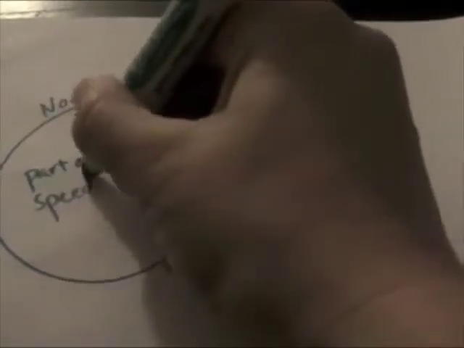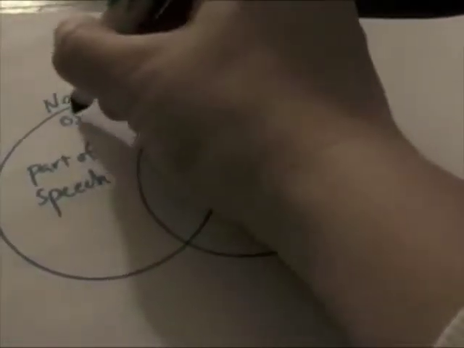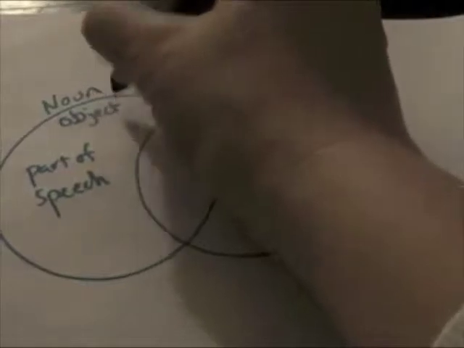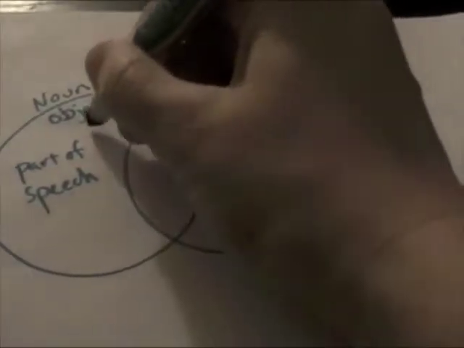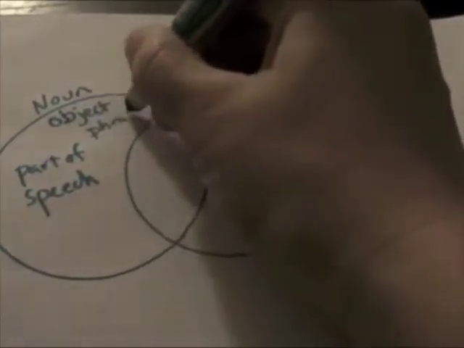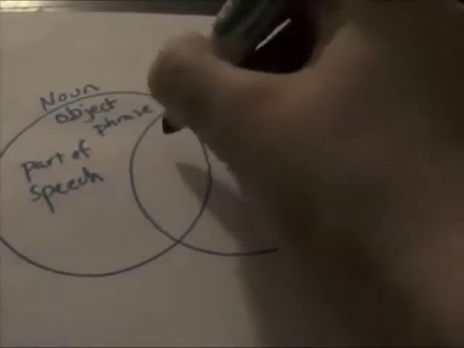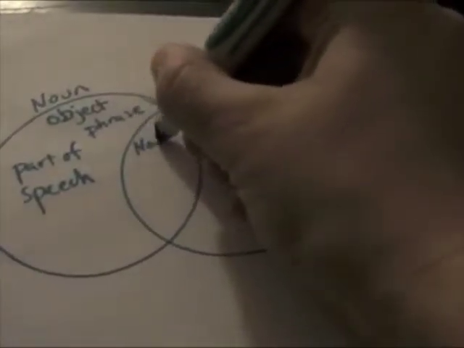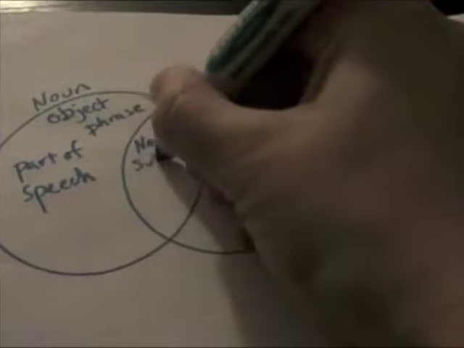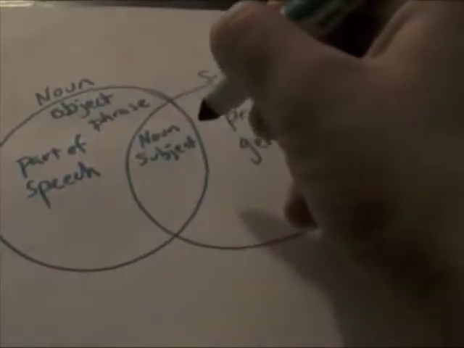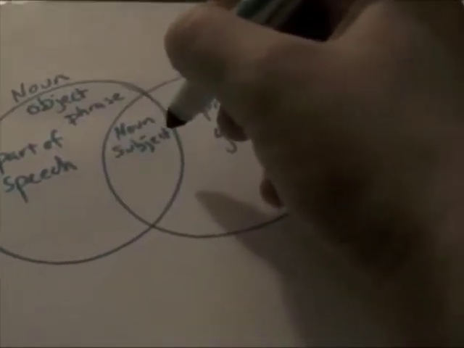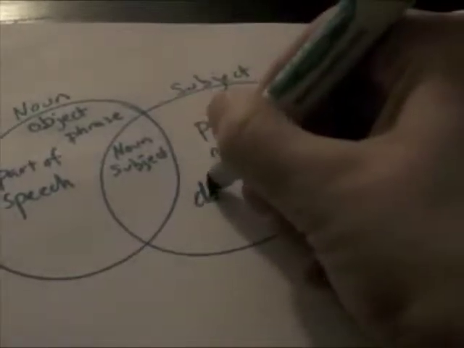Nouns are simply a part of speech. They could serve as objects. They could serve as subjects. They could serve as phrases. There's not a specific role that they have to serve. Sometimes a subject is a noun and sometimes a noun is a subject, but that isn't always the case.